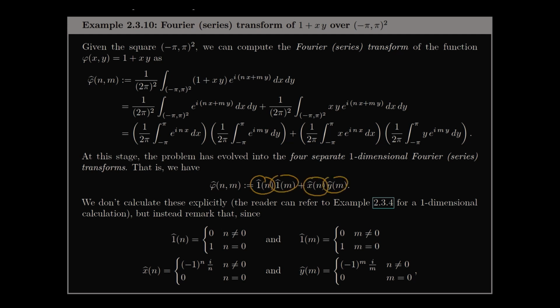we covered in the last video. If I know each of them separately, then I can just combine them into the overall Fourier transform for phi. So let's just find them separately. They're really easy to find, actually. I've just computed them here. 1 hat is just going to be 1 when n is 0 and 0 everywhere else. Same with 1 hat for m.